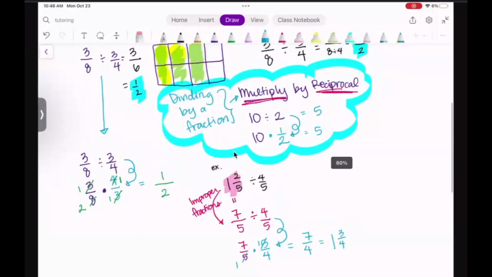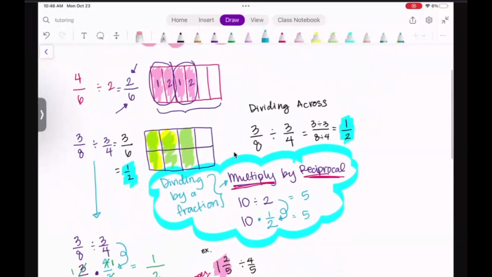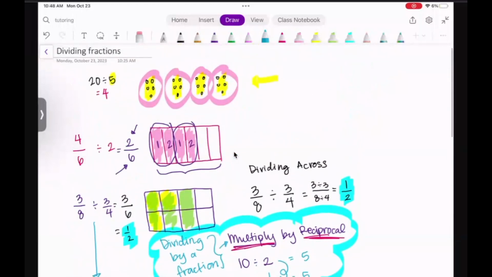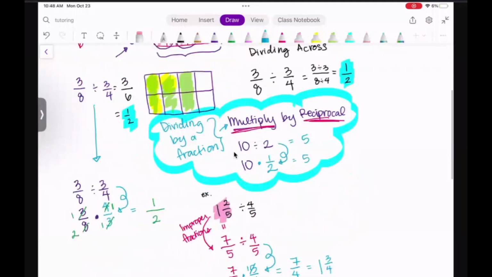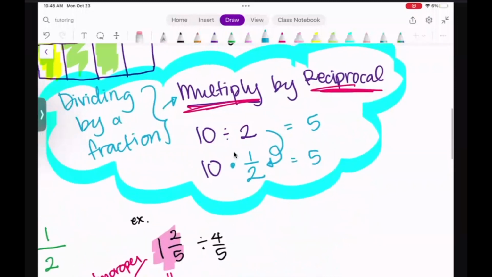So there's a lot here that we kind of went over. I'm going to remind you of a couple things. Division is still division, whether we're dividing by whole numbers or fractions. But when we divide by fractions, we use this multiply by the reciprocal. Sometimes in my classroom, I would say copy, change, and then flip. Copy the first number, change the division to multiplication, and then flip your second fraction.